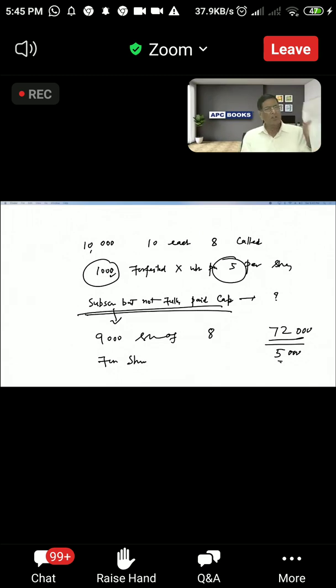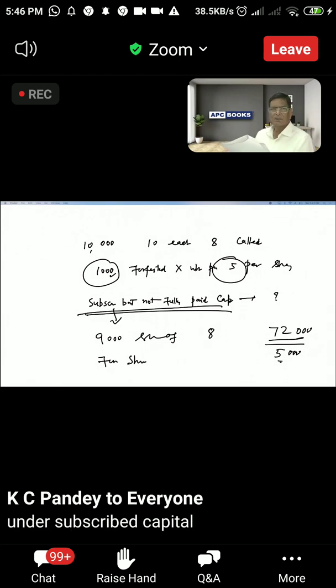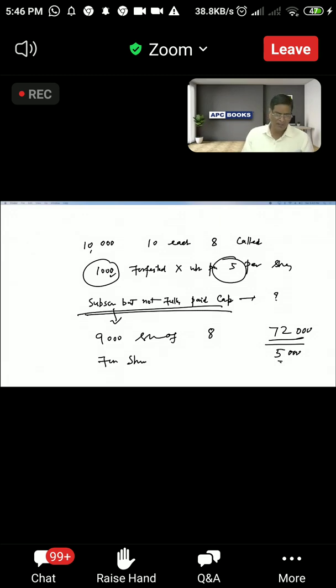So the answer to the question, which one of the following items is not a part of subscribed capital, is number C. Forfeited shares are not a part of subscribed capital. That was question number 1. Your answer may or may not be correct. Let us take question number 2.